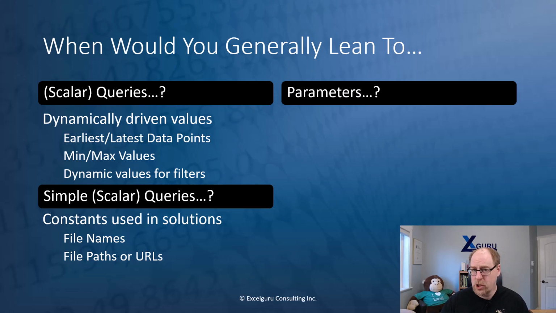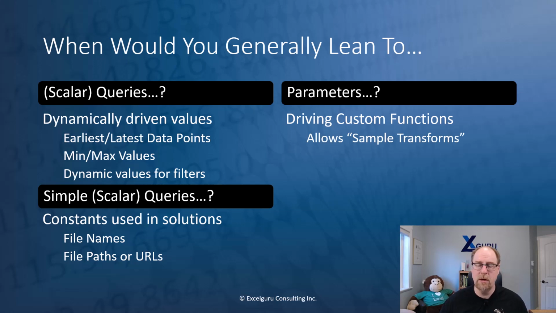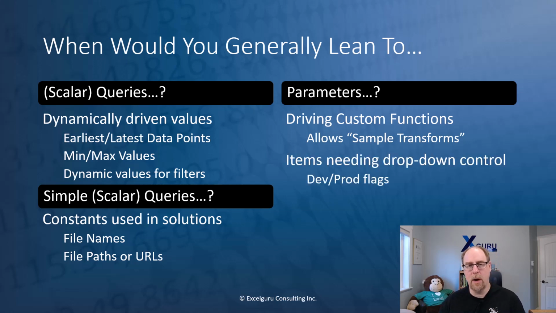As far as official parameters, well, if you're going to be driving a custom function, you want to build yourself a sample transform, you've got to use parameters in order to make that happen. So that's going to be one of my first rules of thumb that I go to. The second one is if I want to provide a user with something that's changeable, it's an advanced user that's not afraid of going into the Power Query editor, and I want to give them a simple drop-down list, at that point in time, I might go with one of these for things like dev or prod flags.